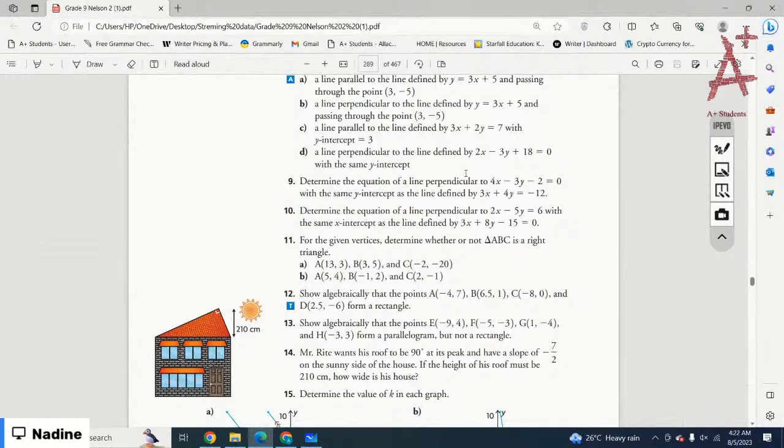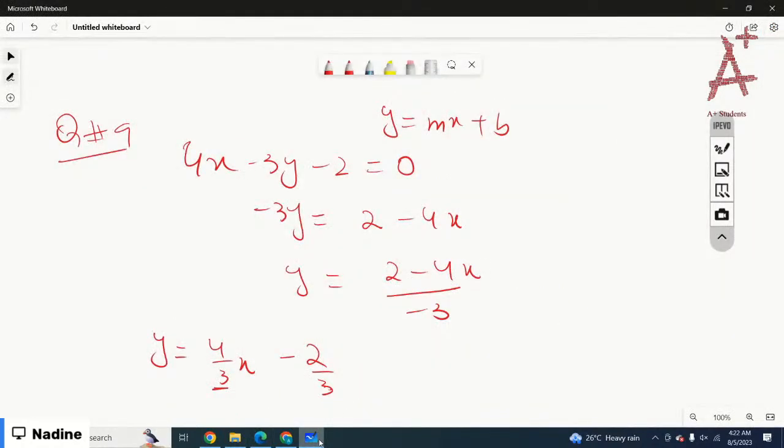So equation of line perpendicular to, okay, that means the line is perpendicular. So their slopes are negative reciprocals of each other, right? Their product is equal to negative 1. So the slope of the perpendicular line must have the opposite sign and be the reciprocal, right? That means the perpendicular line has slope negative 3 over 4, right? Okay, just look at the other equation.